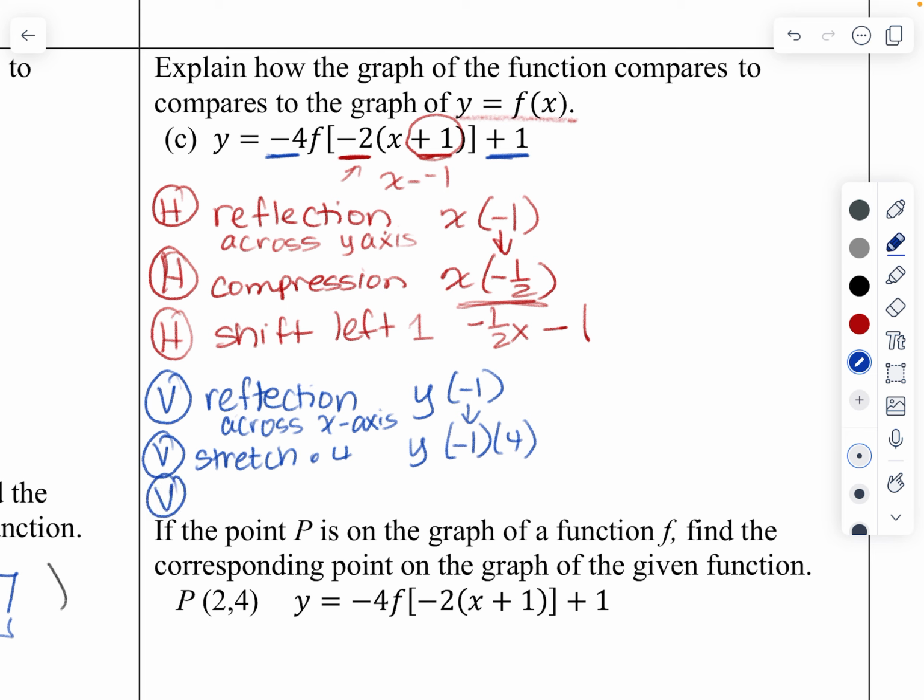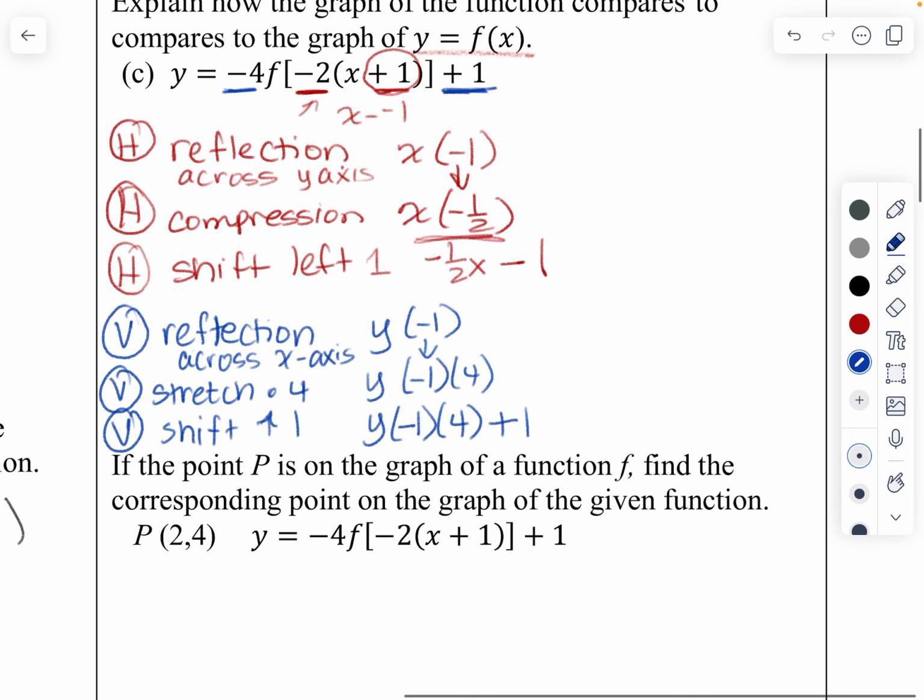Last thing, we have over here our k, which is plus 1. So that's a vertical shift up 1. All right, so we're going to take our y that we had a vertical reflection on, and then a vertical stretch on, and then we're going to push it up 1. Okay, so here we go.